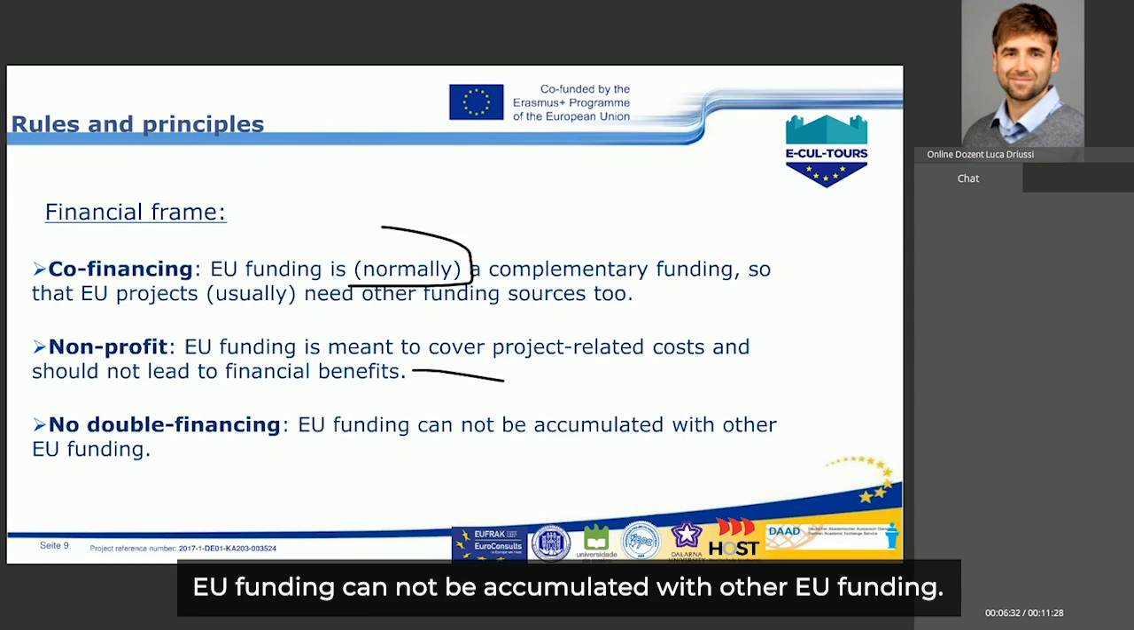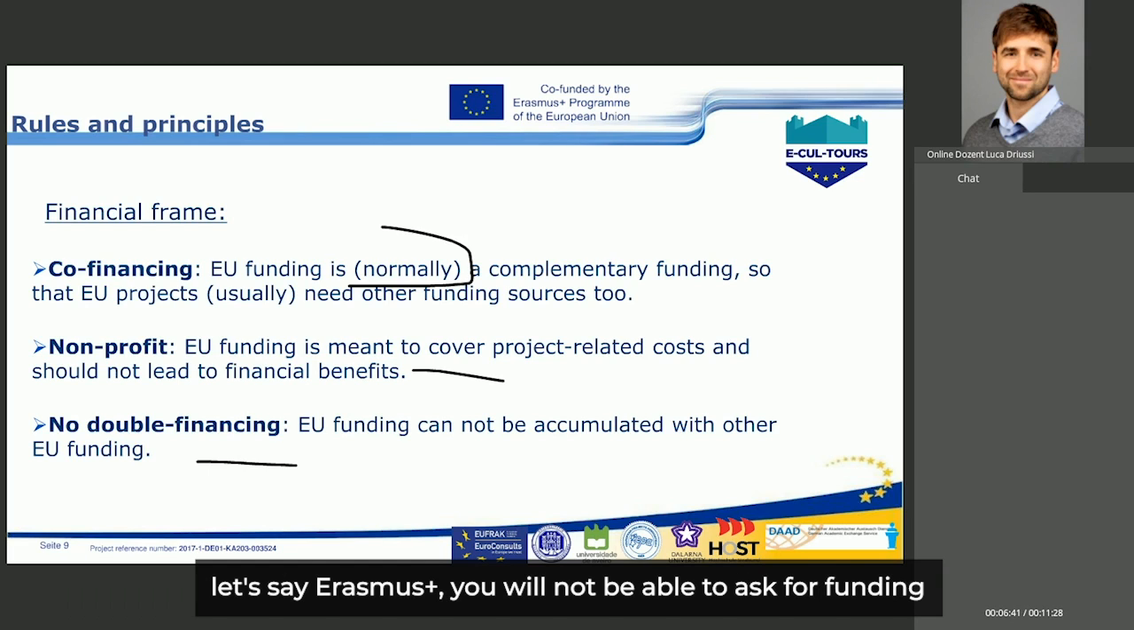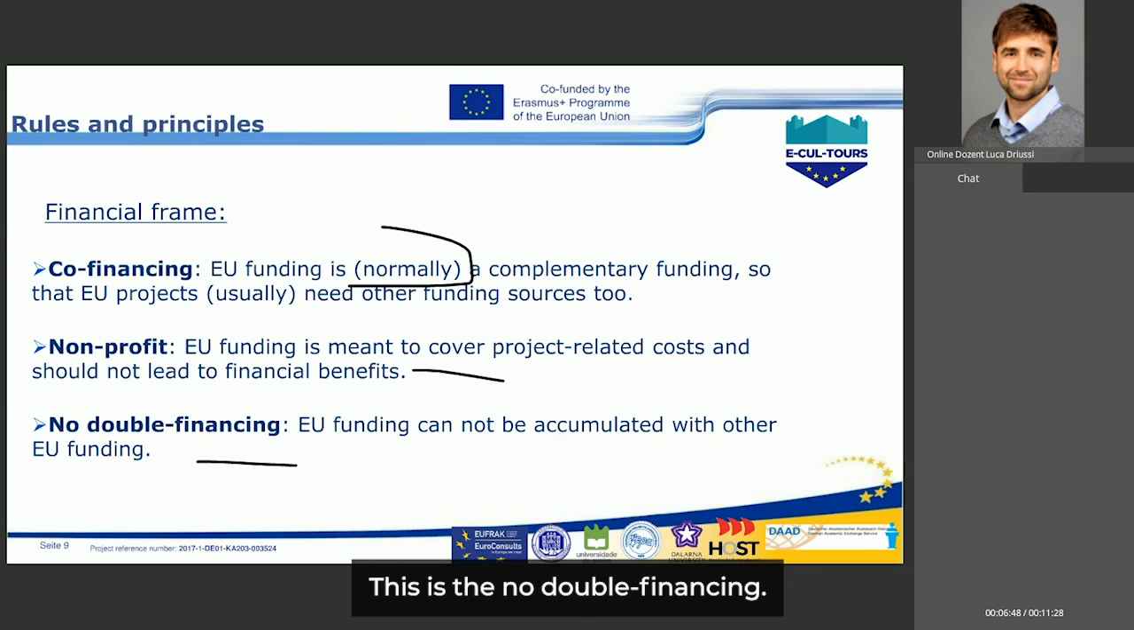No double financing. EU funding cannot be accumulated with other EU funding. So, in the case that you receive funding from a specific funding program, let's say Erasmus+, you will not be able to ask for funding for the same project from another funding program. This is the no double financing rule.